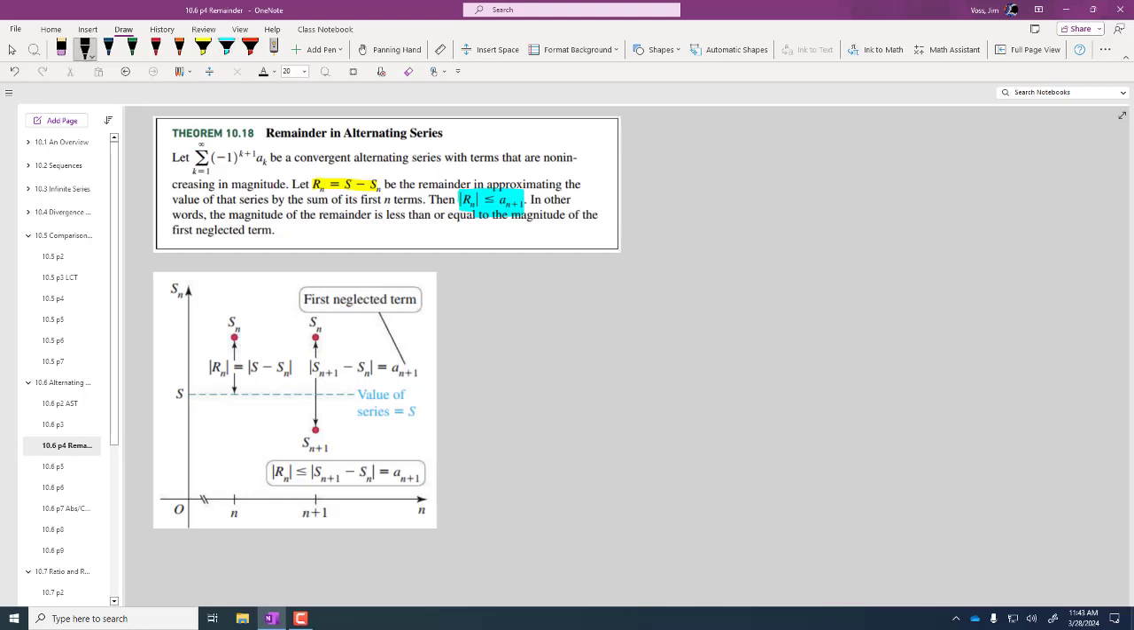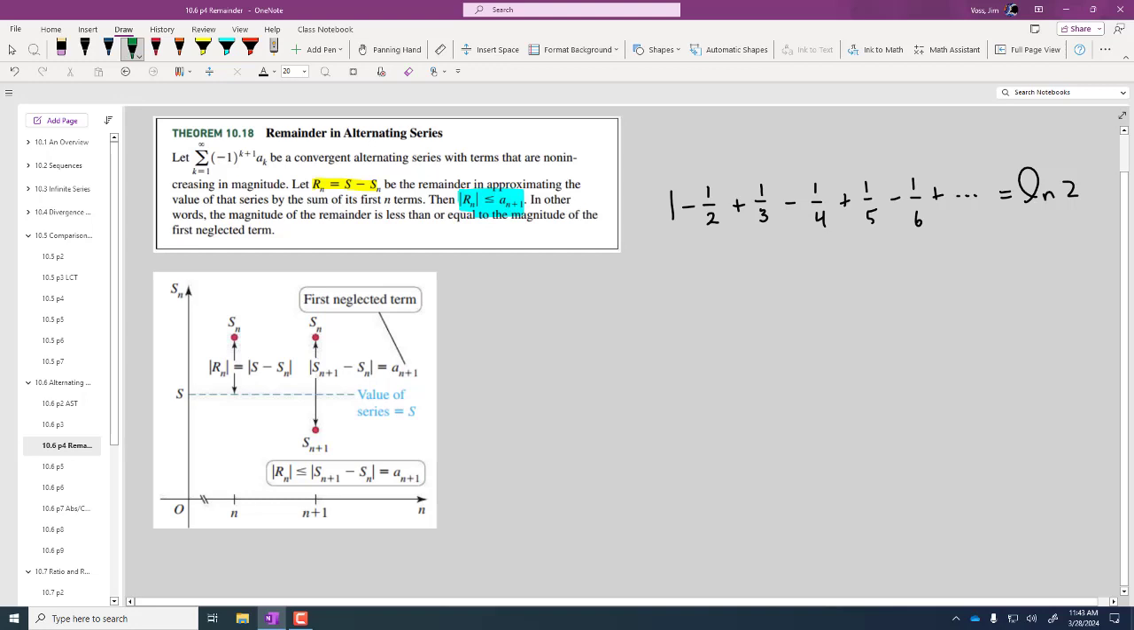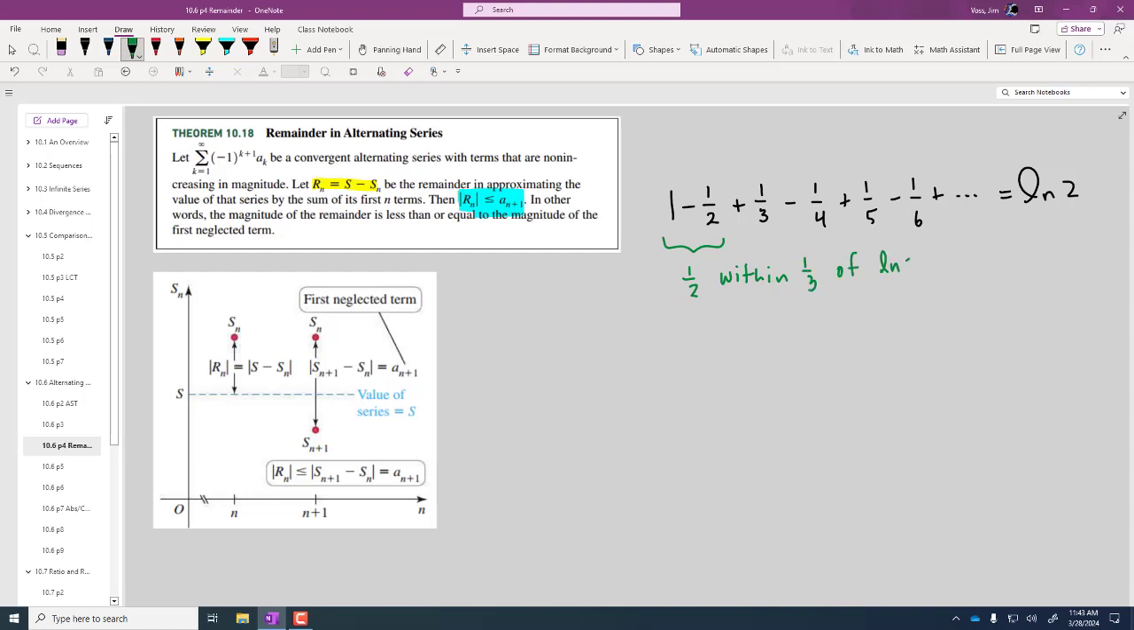That's what this is saying. So let me write this out in words. If we look at a convergent alternating series, so here is the alternating harmonic. We know it converges to the natural log of 2. So, if you look at these two terms, you add them up and you get 1/2. This is going to be within 1/3 of ln2. All you have to do is look at the next term's magnitude.